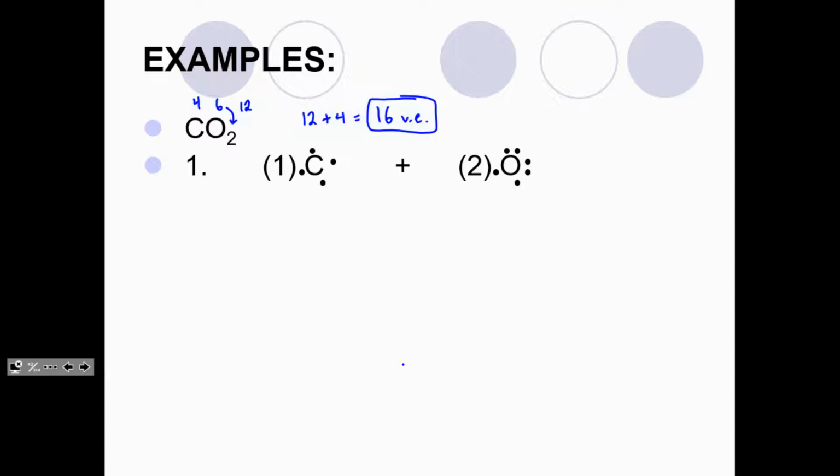So let's move through it. Carbon is going to get drawn in the center. Oxygens will get drawn on the sides. Step 3, I'm going to connect each element with a pair of electrons using a single bond. Step 4, I need to go in and make sure that everything has the right amount.